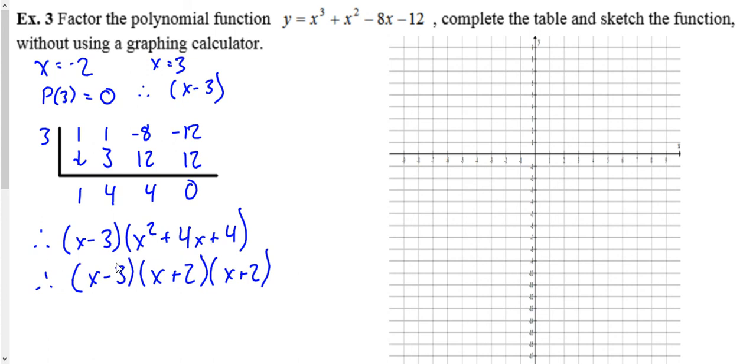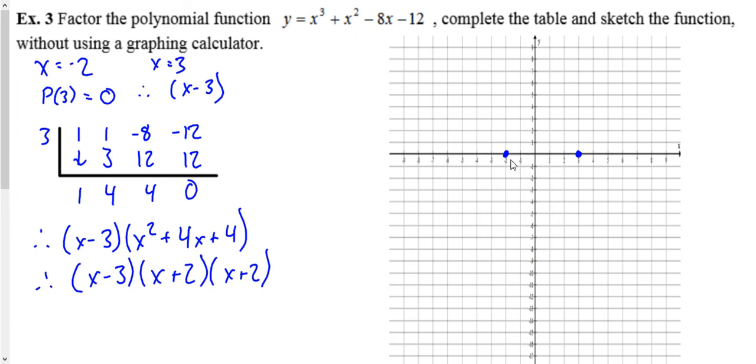If you took a look at our factored equation, you have multiplicity of 1 right at 3 there, so it should look more like a straight line, and you have the same factor here twice. So at negative 2, you're looking more at a parabola shape there. Okay, and let's jot down a few things.